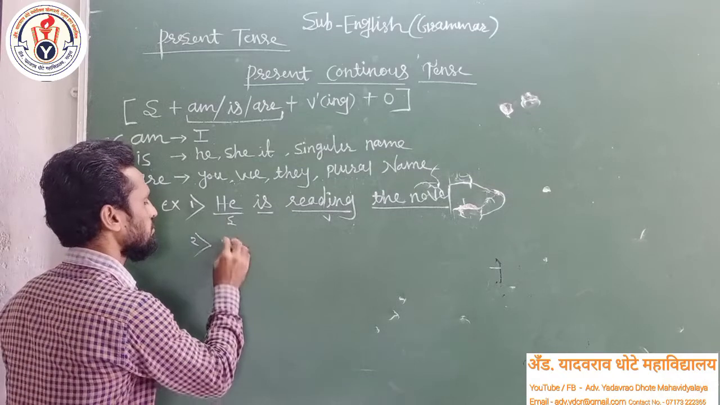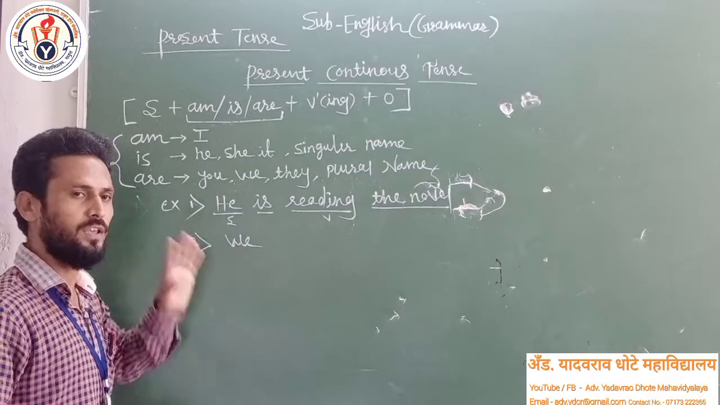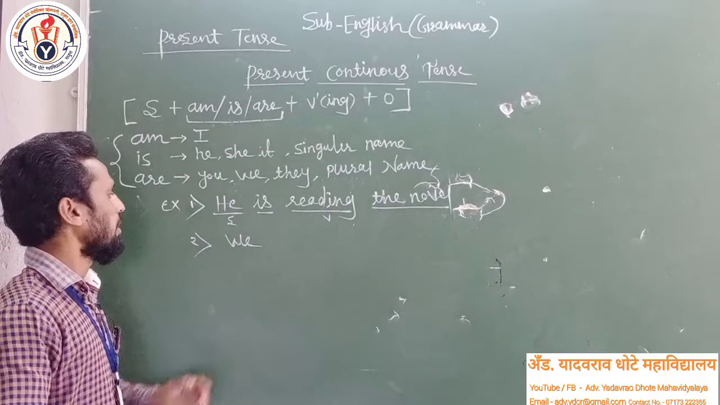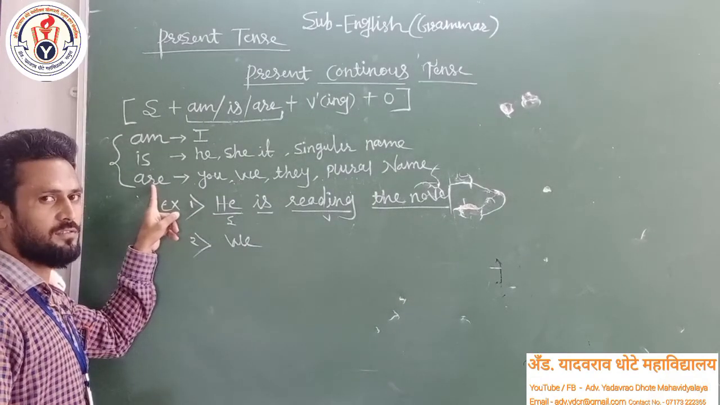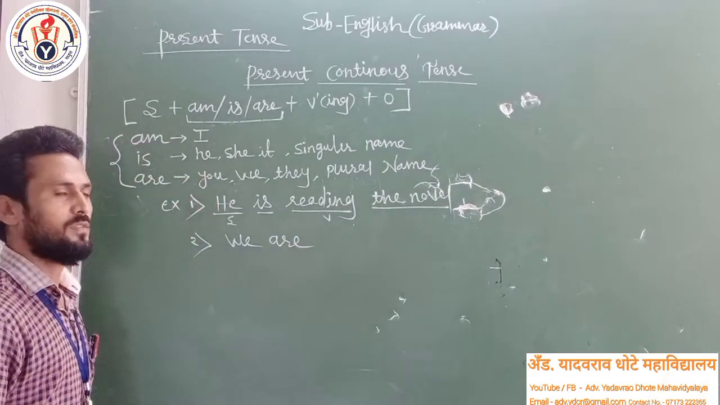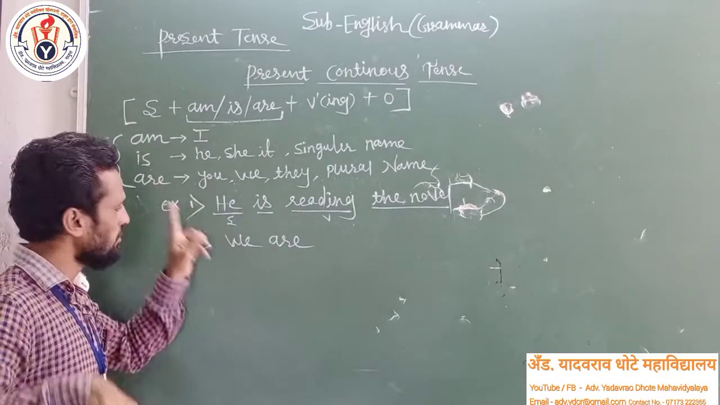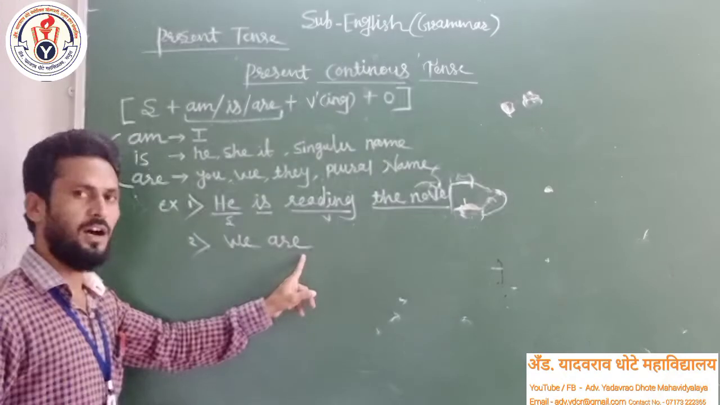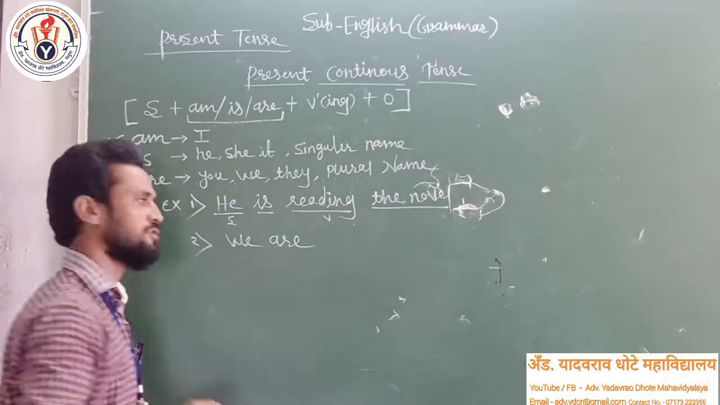Second, we will see the subject I have selected: we. We is the plural subject. Now for we subject, we have to use are. The to be are. Here we are. Because we is a plural subject, that is why we will use plural to be's with plural subject, and that plural to be is are. We are. Then next step, verb ing.